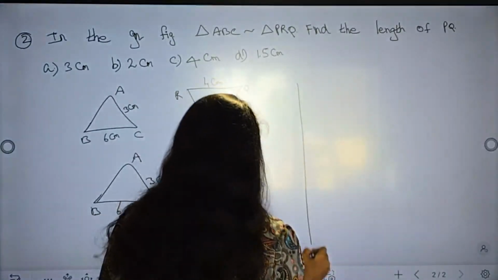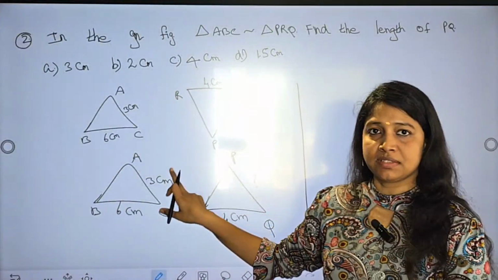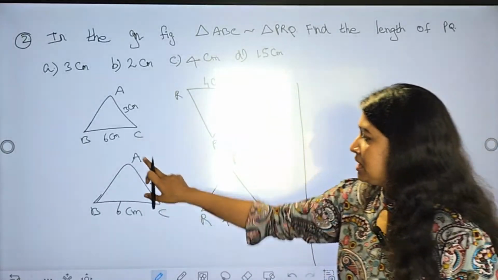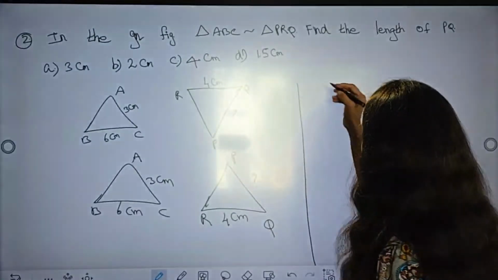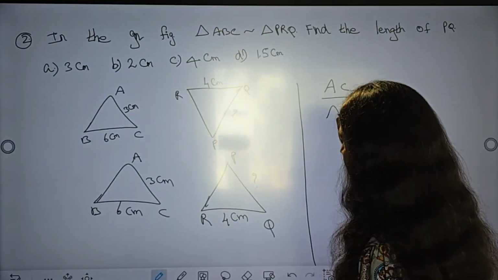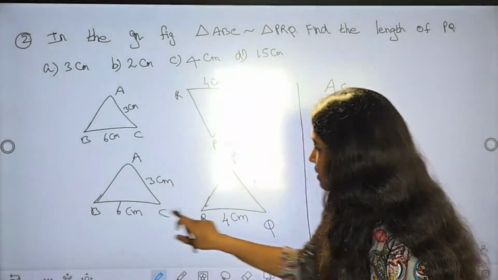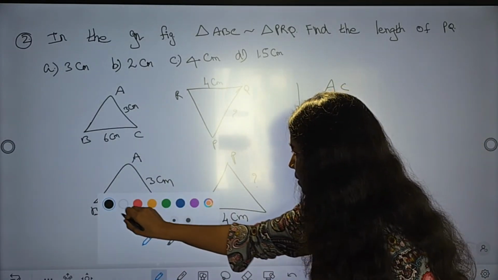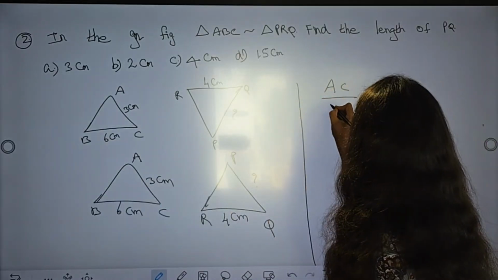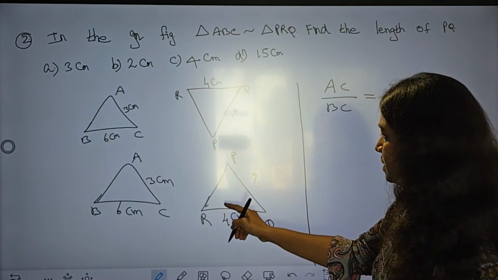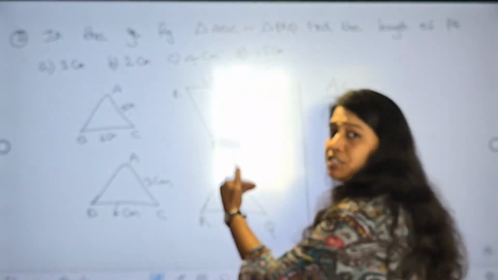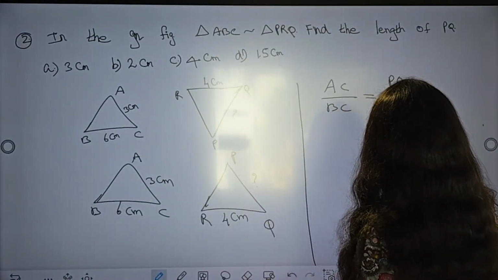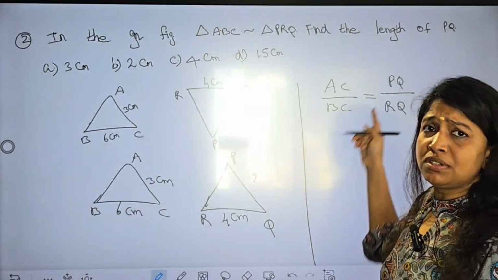So now, how to write it? See, we know these two sides. So we will take these two sides. Only then we can find the unknown PQ. So these two sides, what is that? AC by AB. AC by BC, sorry, BC. AC by BC is equal to the corresponding sides you need to write. That is very important. PQ by RQ. Then just mere substitution to find the PQ.